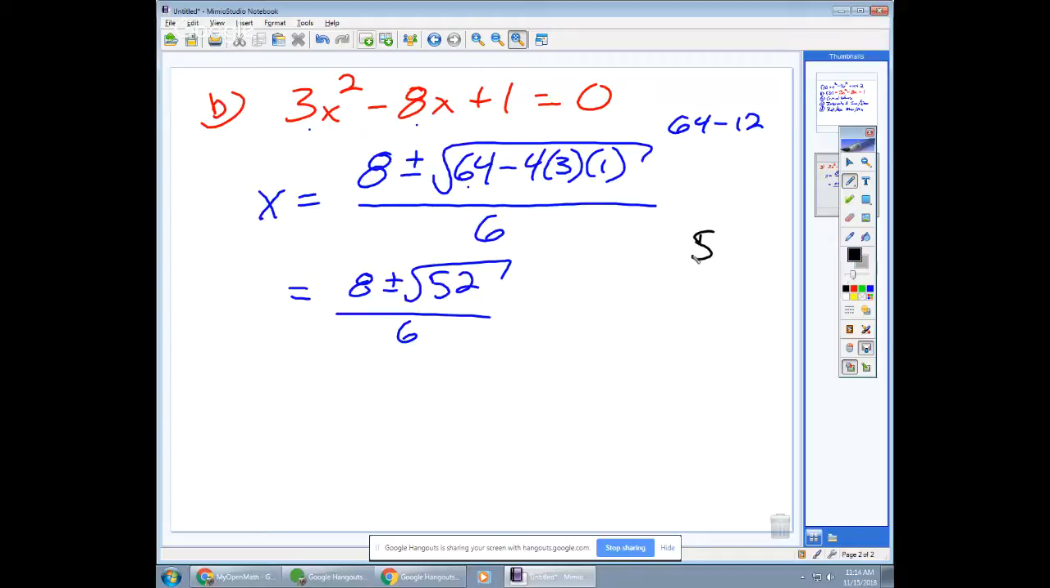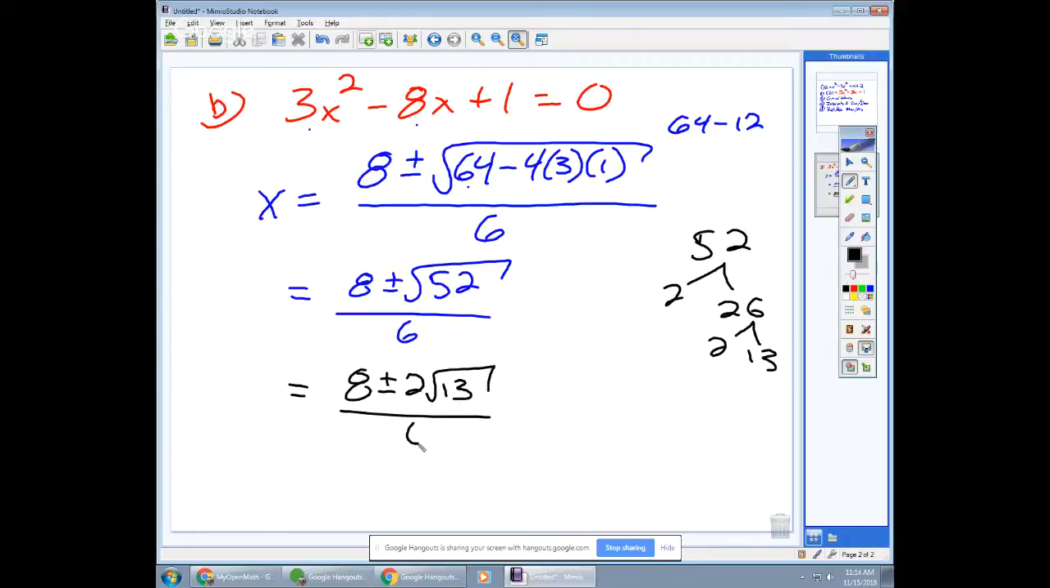I would need to factor 52 to see if this simplifies. 2 goes in there 26, 2 goes in there 13, did I get that right? So 2 pops out, and that does simplify a little bit: 8 plus or minus 2 square roots of 13 over 6. 2 can be factored out of the top, so we end up with 4 plus or minus square root of 13 over 3 once we factor that 2 out and reduce. And then it's time for a calculator.